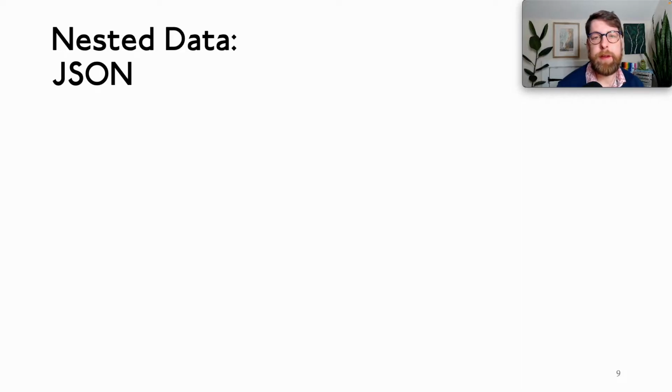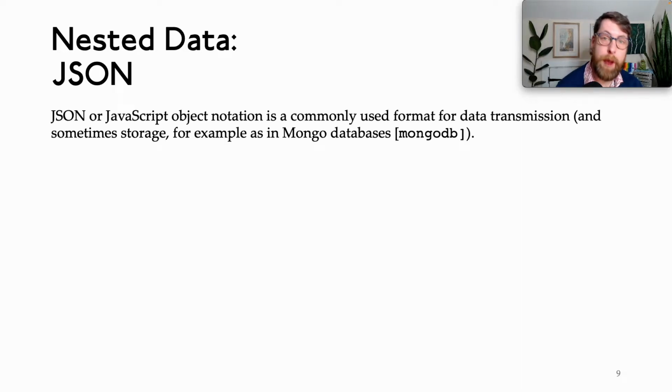So we can start by thinking of that with JSON. That was JSON, that object. Now, JSON stands for JavaScript Object Notation. And it's commonly used as a format for data transmission and sometimes storage. For example, in Mongo databases, you can just store stuff as JSON, and you can query it that way as well.